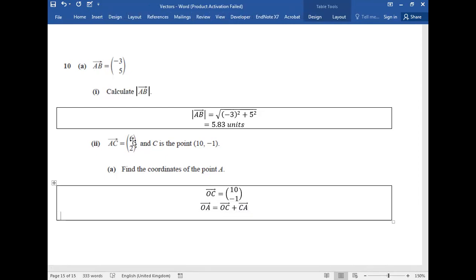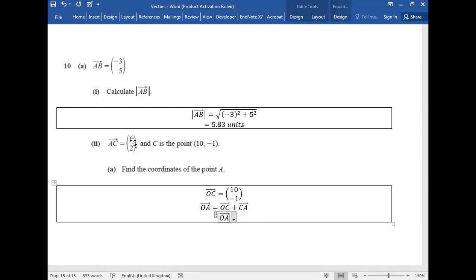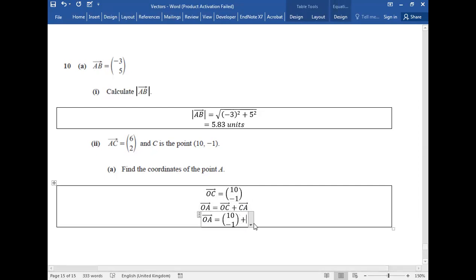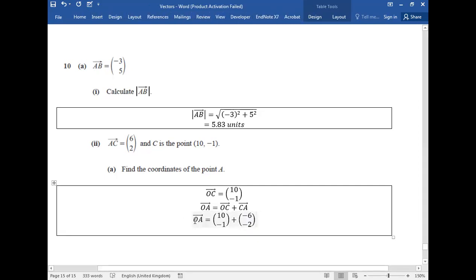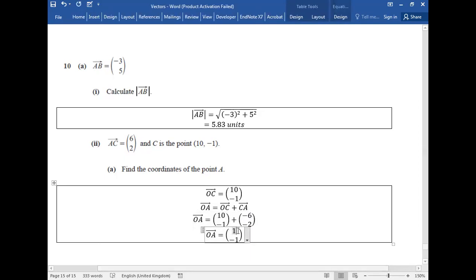Coordinates of A का मतलब position vector of A. OC I already know, that is 10 minus 1 plus what about CA? -6 and -2. Negative vector हो जाएगा AC का. So what is the position vector of A? 10 minus 6 is 4.